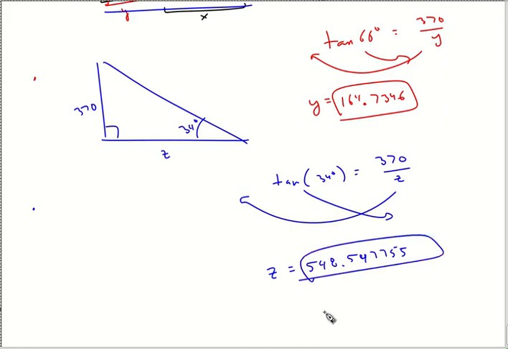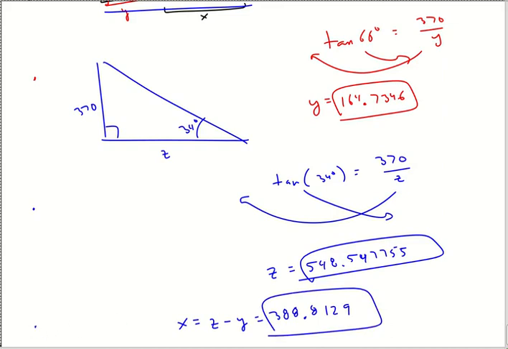548.5477. Okay, anyways. And then, how do I find x? I'm going to subtract them. Exactly. Z minus y. 388.8129. Okay, it's good enough. Cool. Next problem. 4 left.